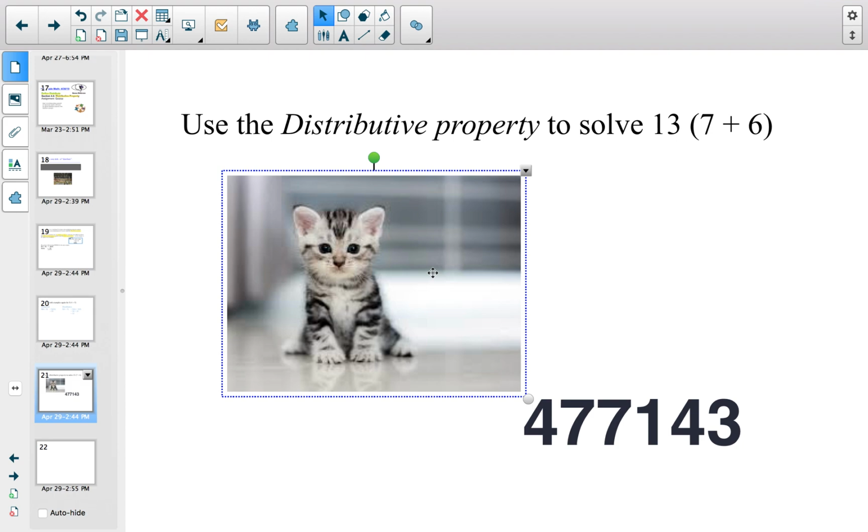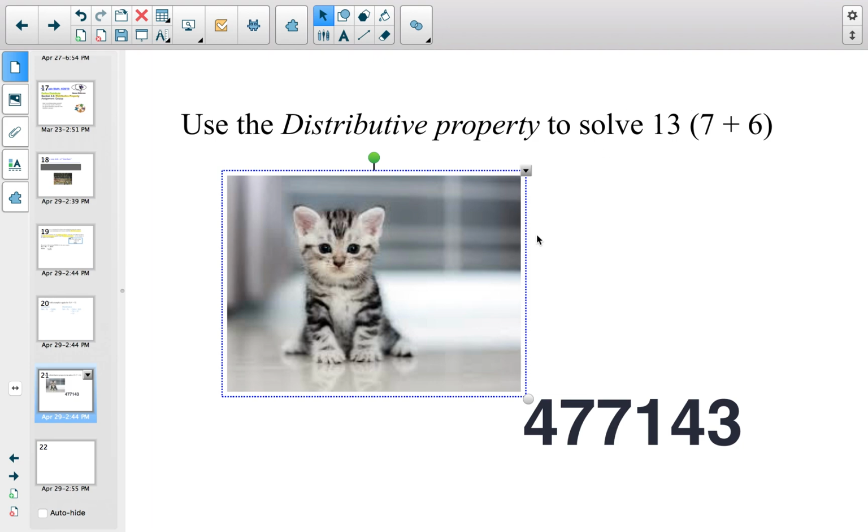But before we do that, I want us to do this problem. So, please try and do the distributive property to 13 times the quantity 7 plus 6. Okay? Take your time to do it, and I'll give you a second to pause.